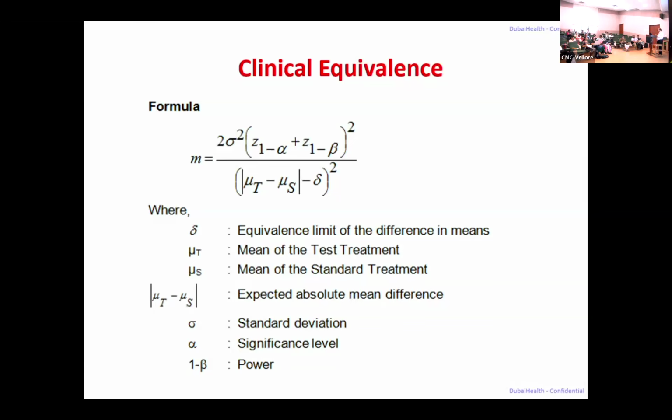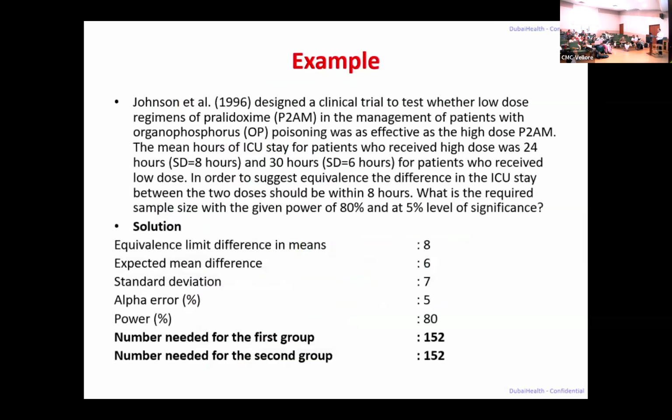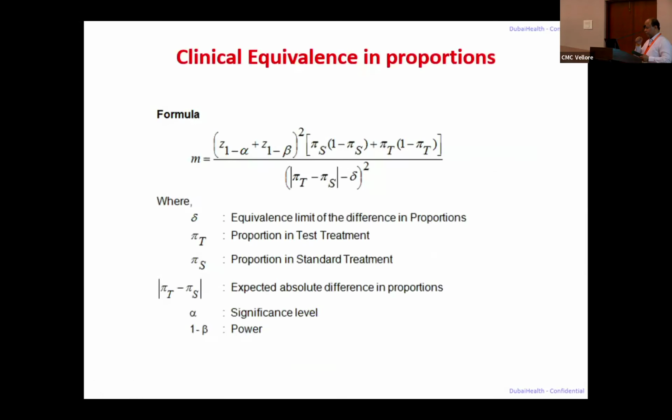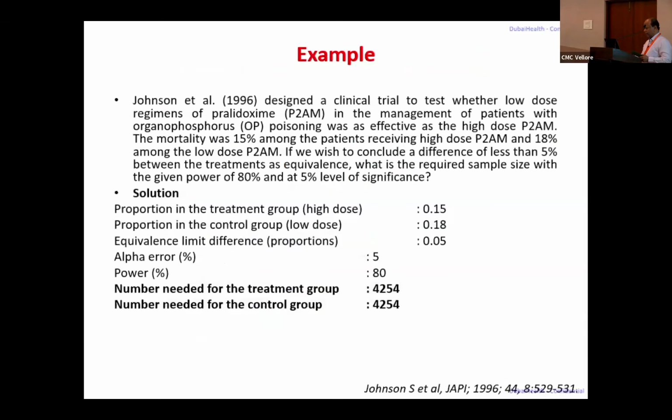If we have the data, the mean and effect, put that into the calculation and see what kind of number you get. This is one small example to show you what kind of number we have. Say, for example, the difference in means is 8. Expected mean difference is 0, 6, and so on. This is to explain how this calculation is done. This is for the proportions.